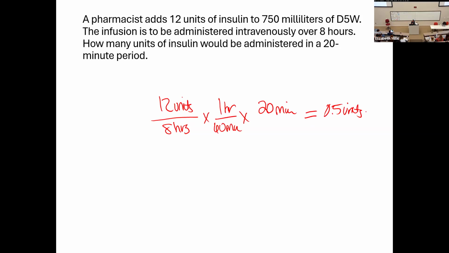So you should have gotten a half a unit in 20 minutes. Because we have 12 units being administered over a total of 8 hours, and we just need to convert our 8 hours to minutes, and then we can multiply that to 20 minutes.